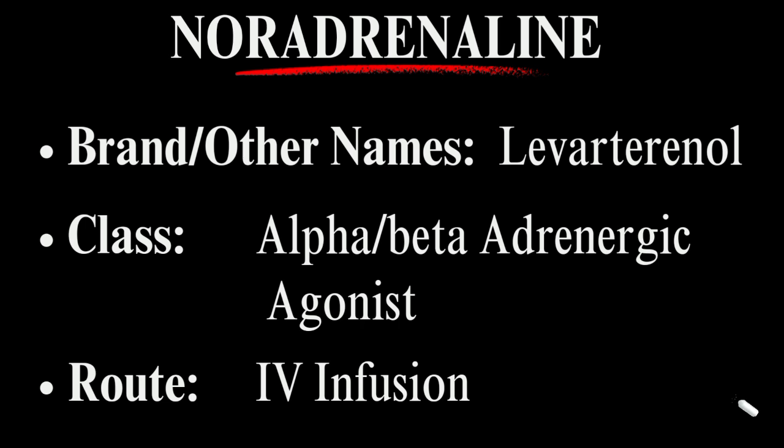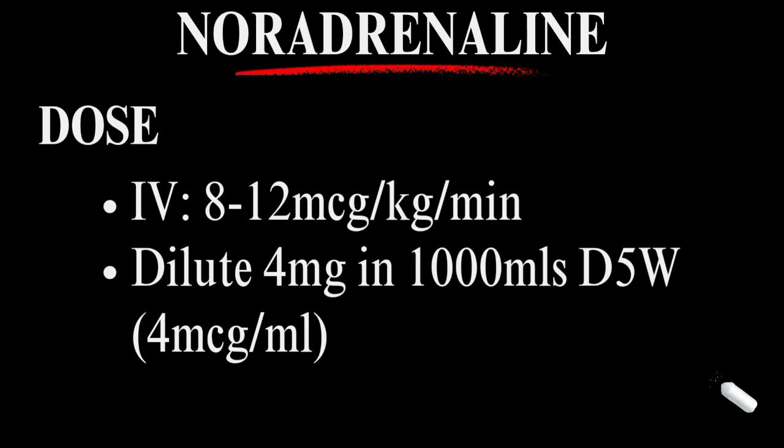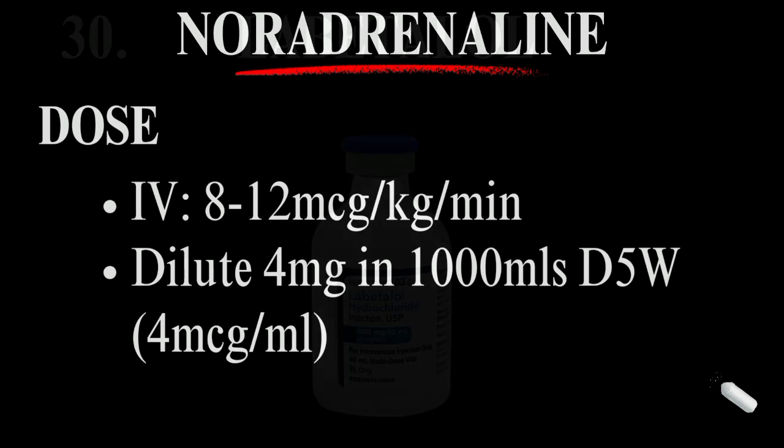So it's used in the treatment of acute hypotension, also in cardiac arrest and septic shock that is not responding to fluid resuscitation. The dose is 8 to 12 micrograms per kg per minute, and you're supposed to dilute the 4 milligram in 1 liter 5% dextrose to have a concentration of 4 micrograms per ml. Dilute in dextrose solution only.